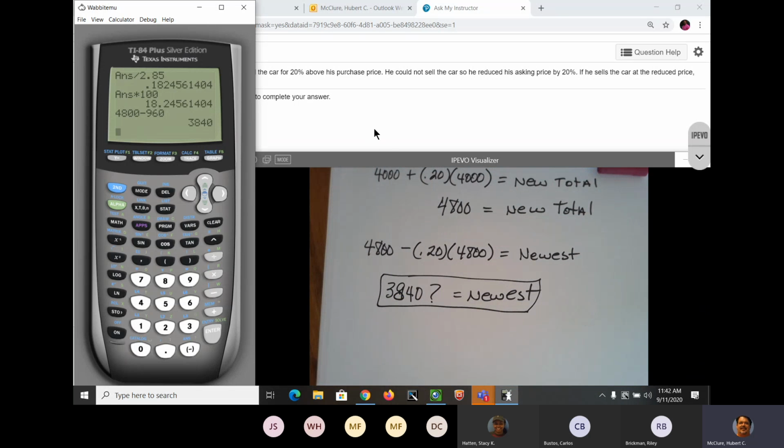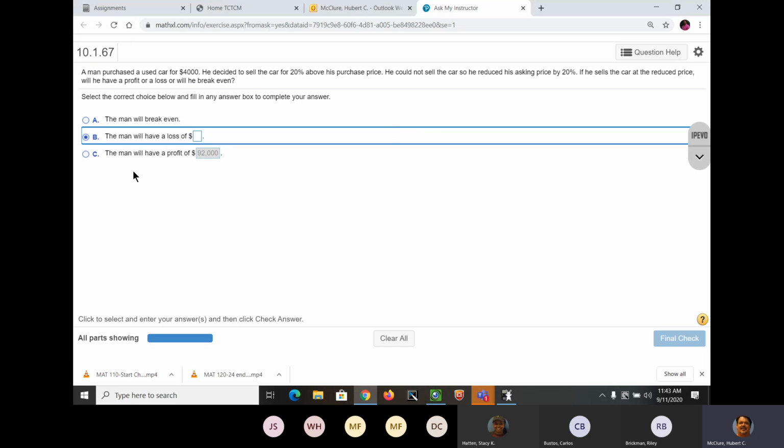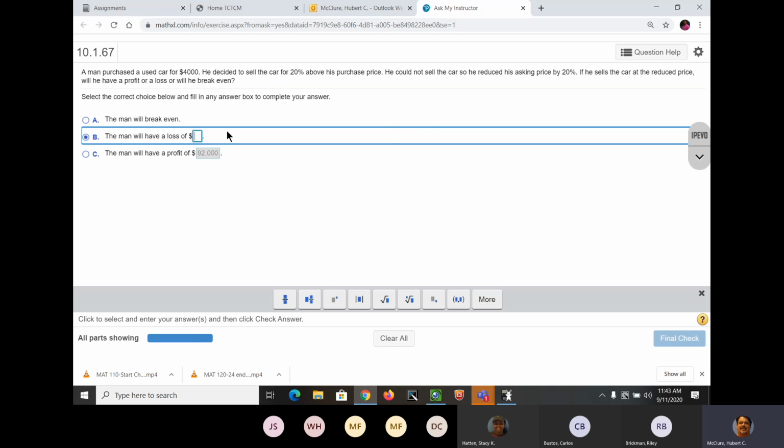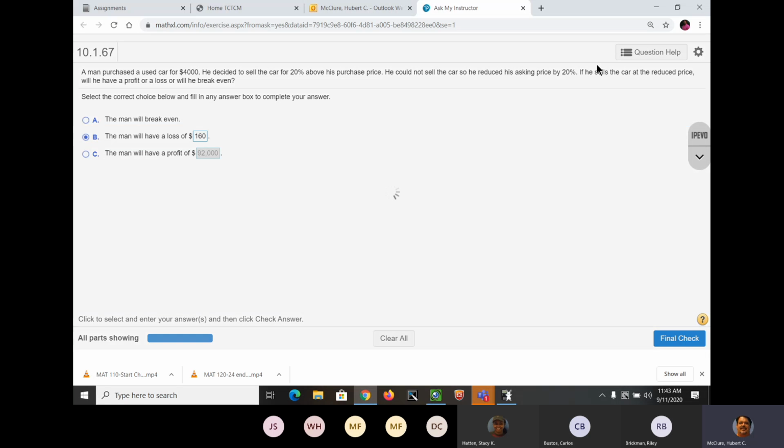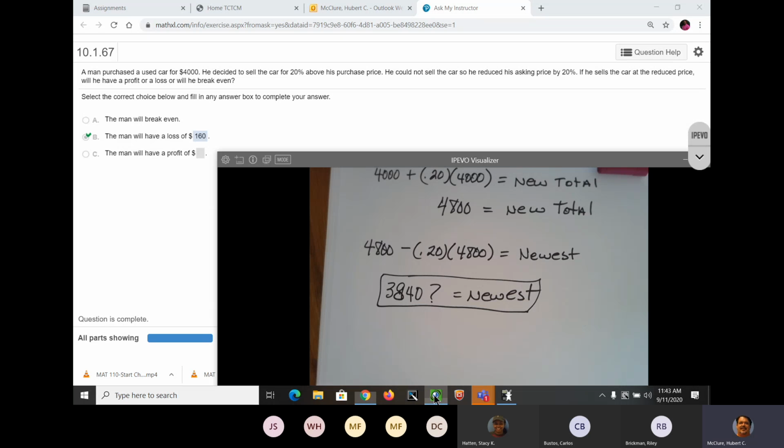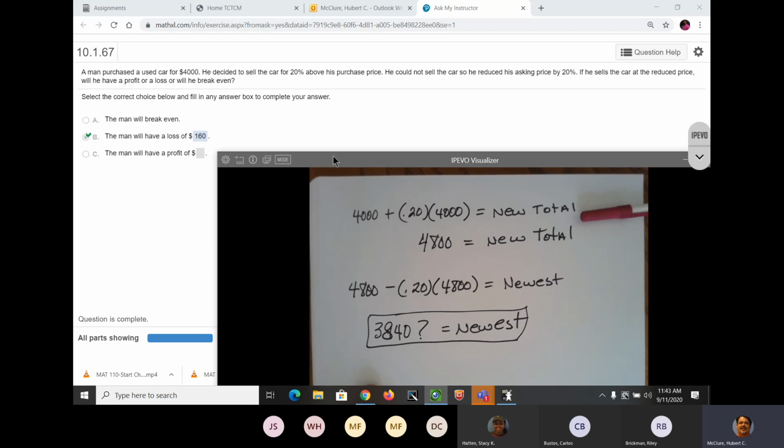Well, how much did he get for the car? Minus 4,000, and he's losing 160 bucks. So the man will lose 160 bucks. Now, I'll tell you why people miss this question. They miss it because they think they have to take 20% of 4,000 again. If you'll look at what I just did, which I forgot to put up, there it is.